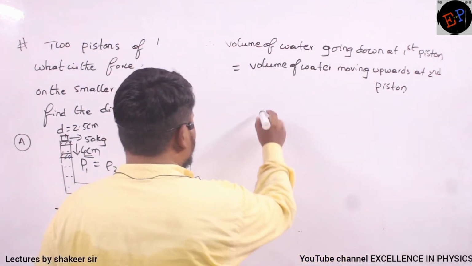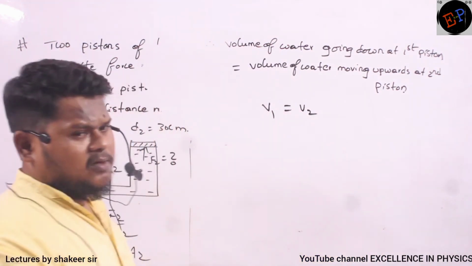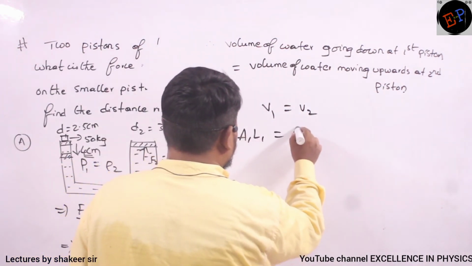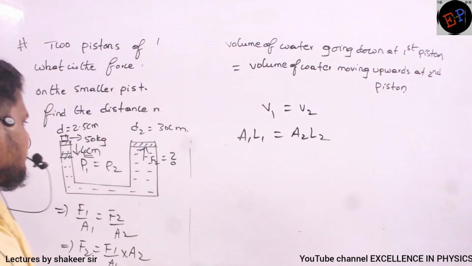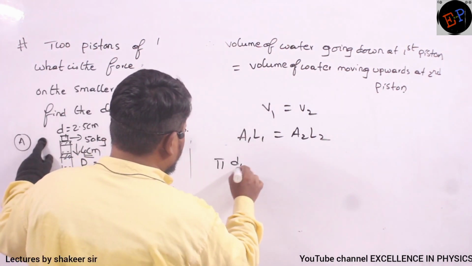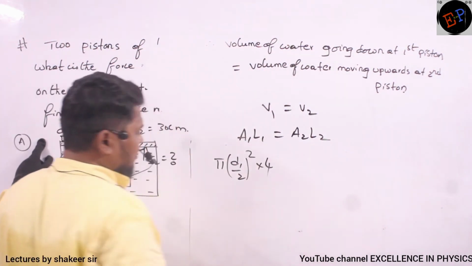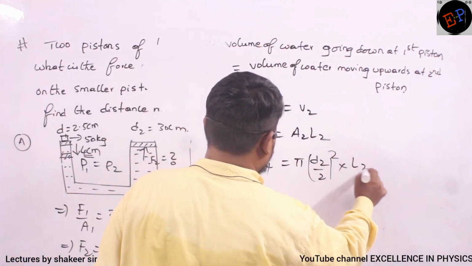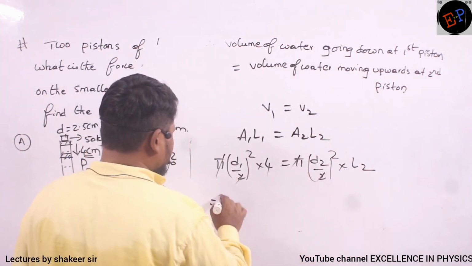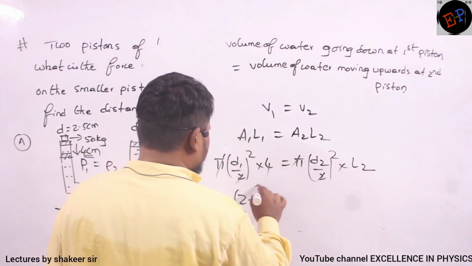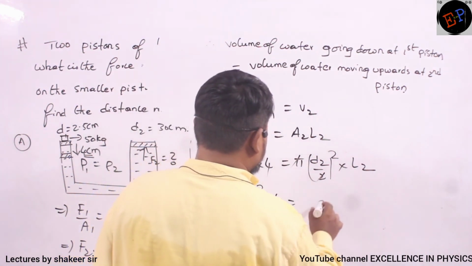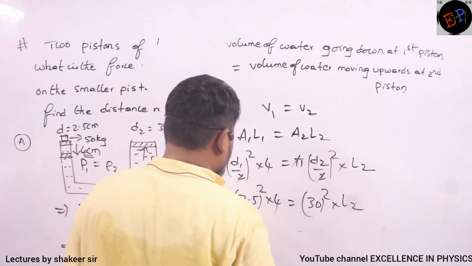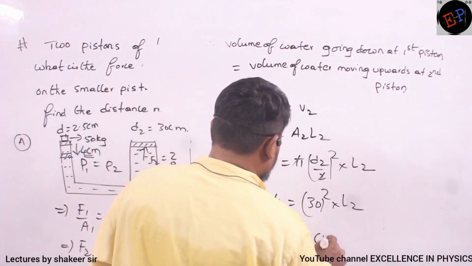So based on this calculation we are doing now, V1 is nothing but V2. Volume formula is area of cross section multiplied by length only. So A1 L1 is equal to A2 L2. Area of cross section of the first piston is pi d1 by 2 whole square, length is 4 cm. Area of cross section of the second piston is pi d2 by 2 whole square, multiplied by L2. So pi and 2 get cancelled. So therefore, diameter 2.5 whole square multiplied by 4 is equal to, what is the diameter of this one? 30. 30 square multiplied by L2. So if you calculate the L2 value, you will get 0.027 centimeters.